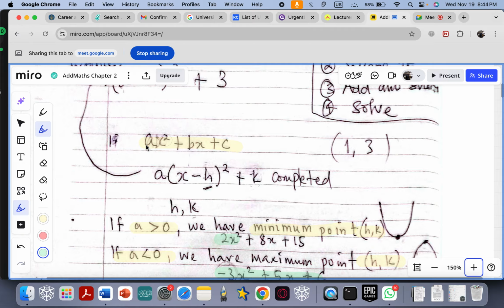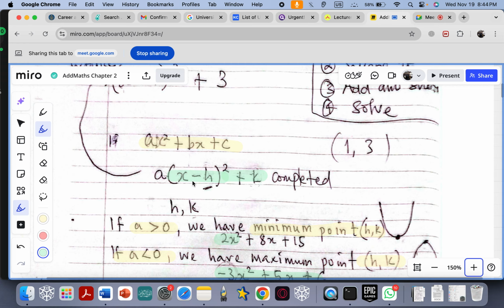First of all, you know quadratic equations are of the form ax squared plus bx plus c, which can be put in a completed square form a into x minus h, all squared, plus k. We can put it in a completed square form of this nature.